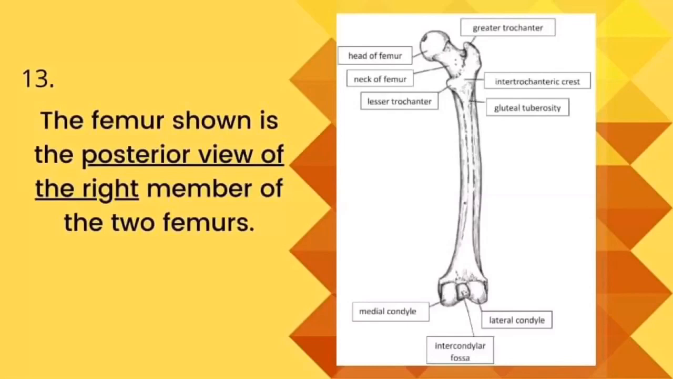Lastly is the intercondylar fossa. So it is located at the bottom of the femur between its condyles. So the function of it is to help stabilize the knee joint.